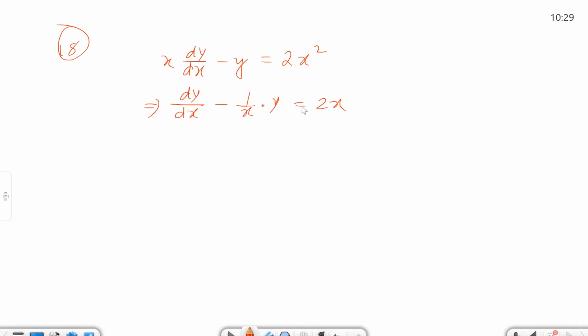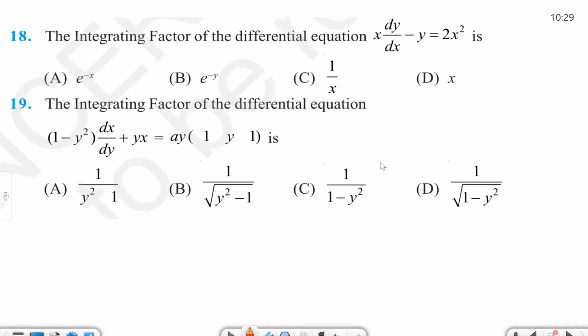division by x only. So therefore integrating factor is equal to e power integration P dx, where P is minus 1 by x dx, and that is equal to e to the power minus log x, and that is equal to e to the power log of 1 by x. In this way, this is simply 1 by x. So the answer will be 1 by x, that is C. And now come to this equation, the integrating factor of the differential equation.